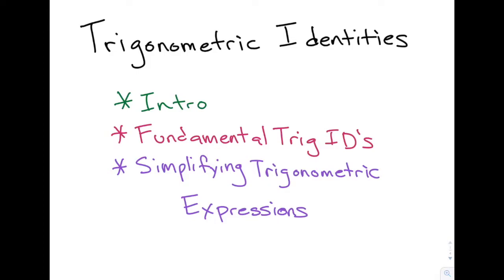So a trigonometric identity is an identity involving trigonometric functions. So we'll go through a few of our trigonometric identities, some of our fundamental trigonometric identities. Then we'll look at how to simplify trigonometric expressions using trigonometric identities.